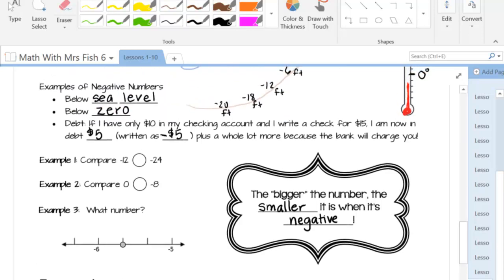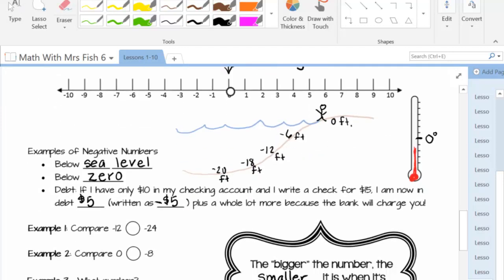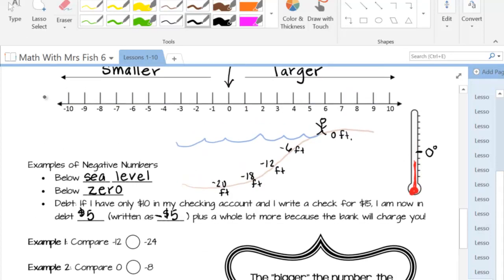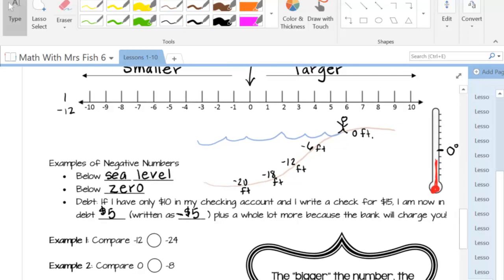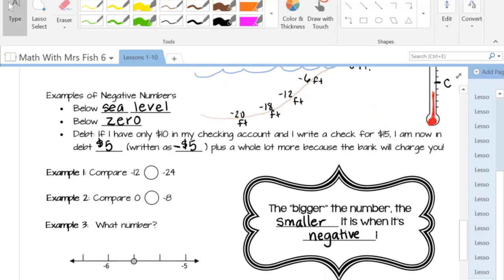Let's take a look here. We've got negative 12 and negative 24. Our number line up above doesn't have those numbers on it, but we can picture the negative 12 would be over here, and the negative 24 would be way over here. That's like part of the number line. So it's actually smaller. So we're going to put the greater than symbol because negative 12 is actually bigger than negative 24.